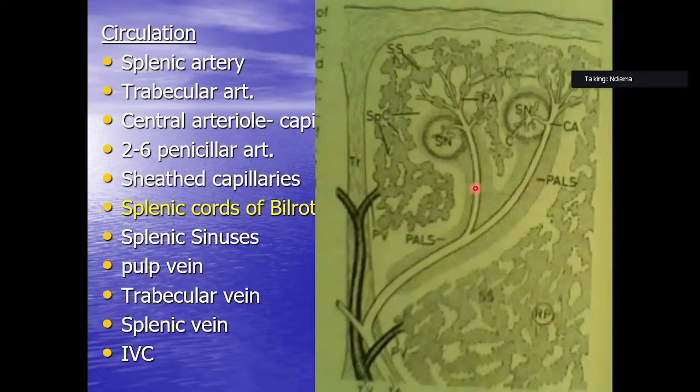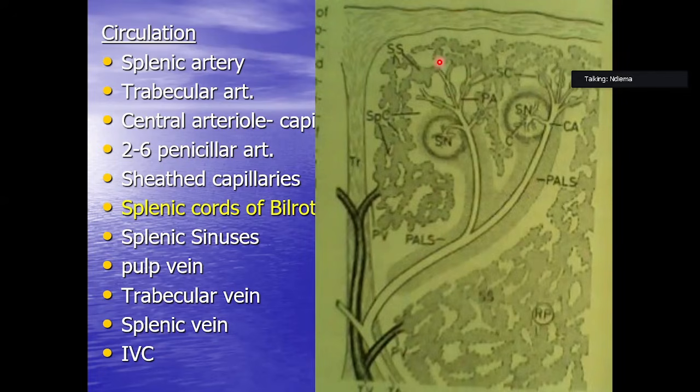And then from there we have the central artery. The central artery, again surrounded by periarterial lymphoid sheath, and from there we have the penicillar arteries, which give rise to the sheathed capillaries. The sheathed capillaries then enter back into sinusoidal capillaries. These are the splenic sinuses.